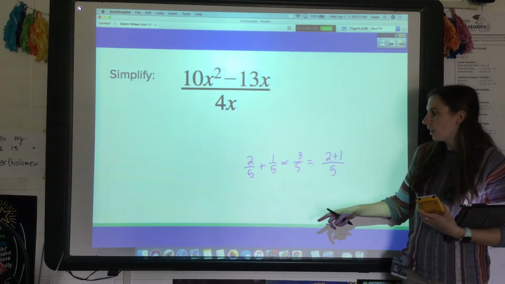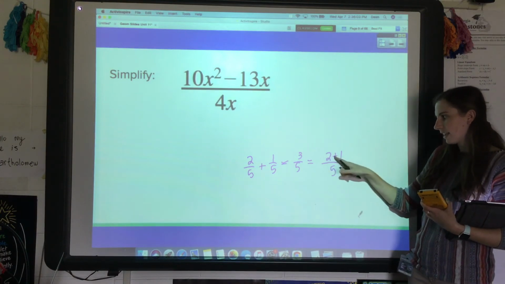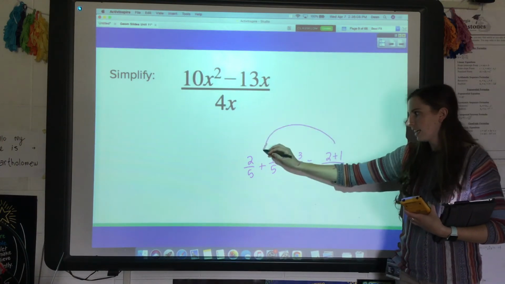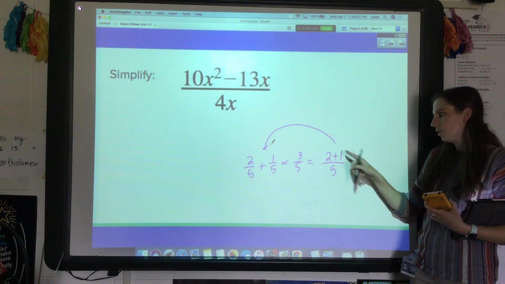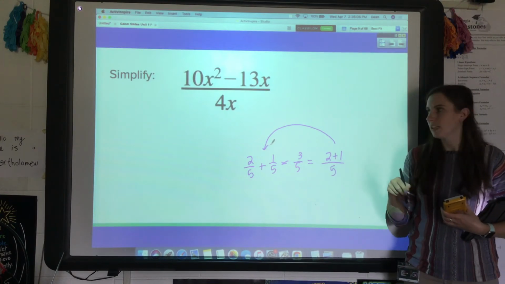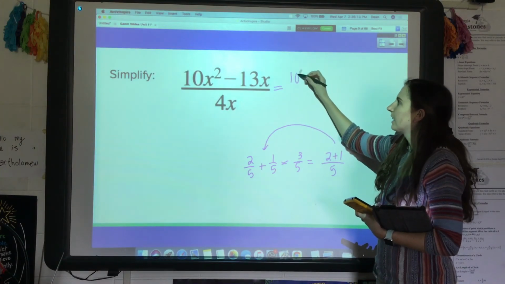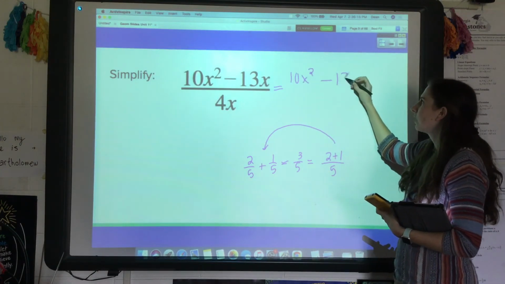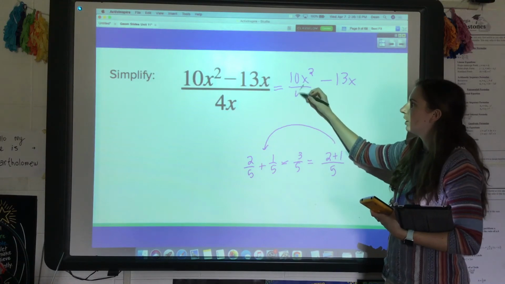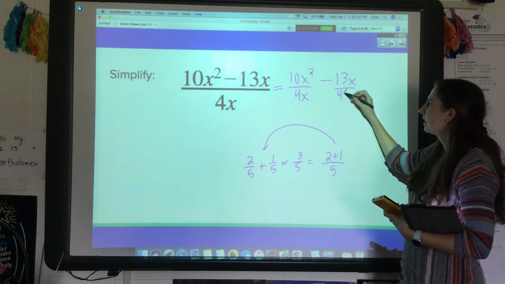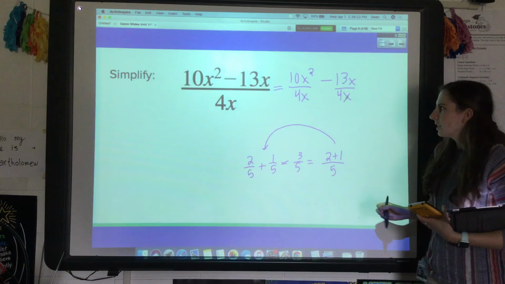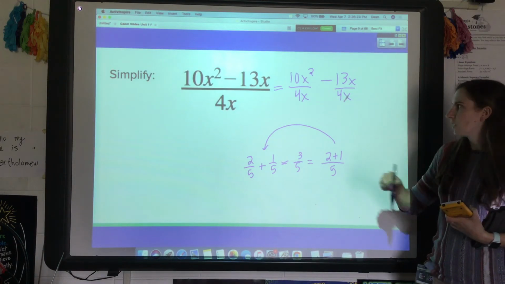So, all that to say, if I wanted to take this and go back to here, I could just break up that numerator over their same common denominator. And so we could do that with algebra as well. I can take 10x squared minus 13x and put them both over 4x. This isn't going to help a lot, but I can cancel a few things.